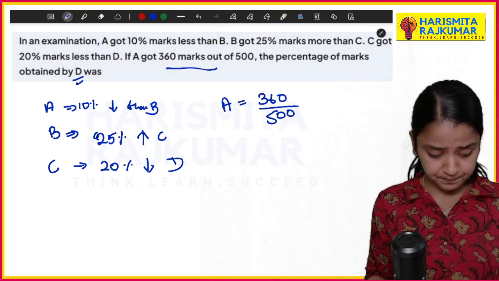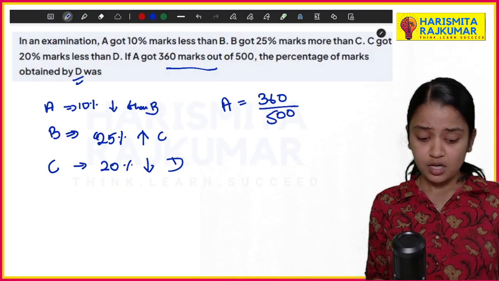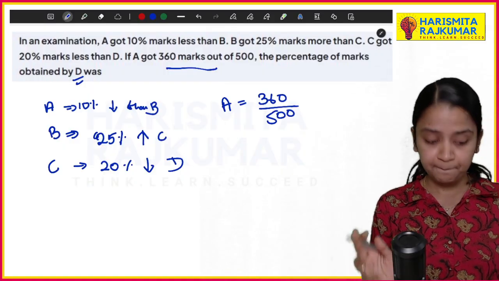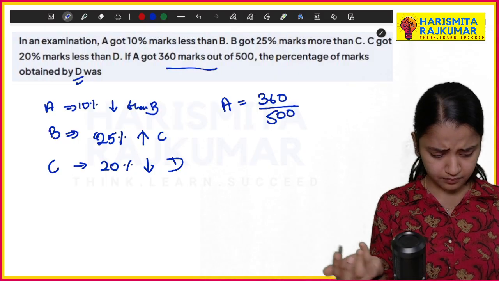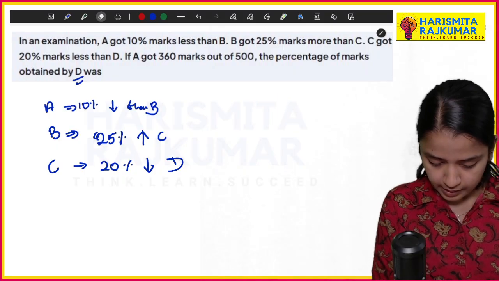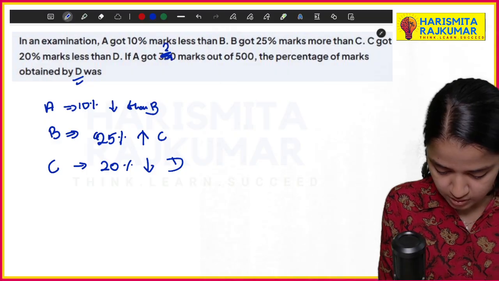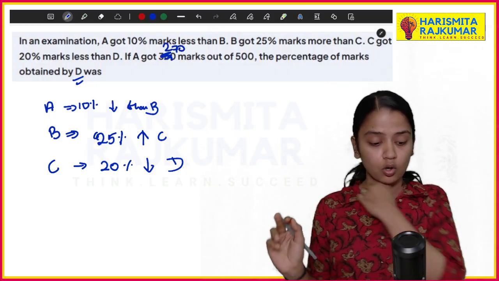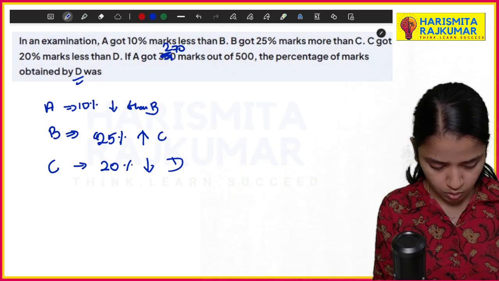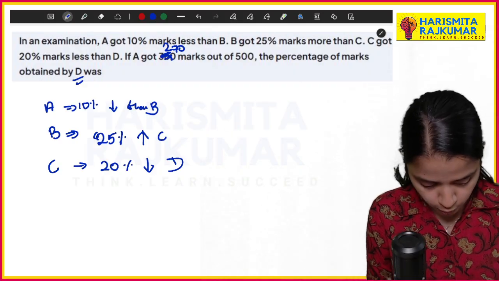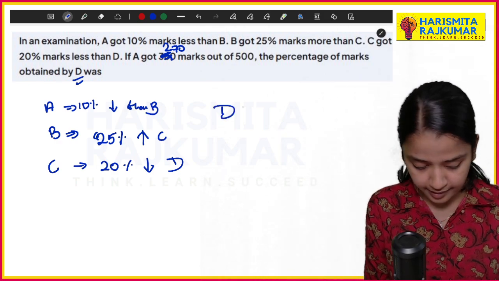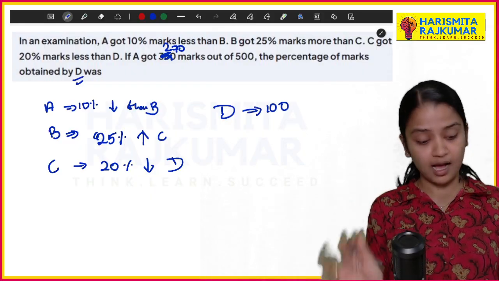Whatever they are asking, let us assume D as 100. Instead of 360, let us keep it as 270. I guess the question is a little wrong. Now let us quickly see it. Let us keep D as 100.